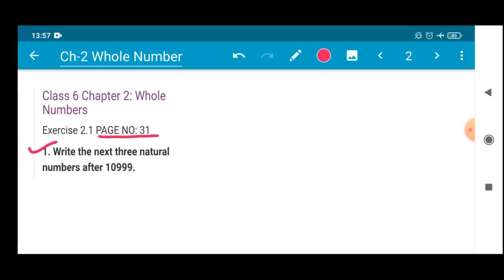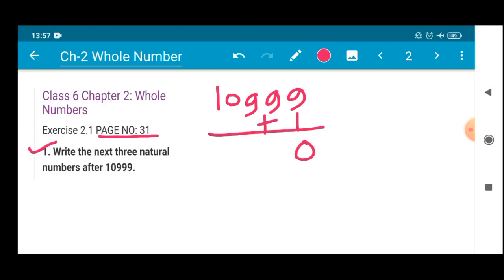The concept of natural numbers and whole numbers is, I hope, clear to you all. In order to find the next 3 natural numbers, we have to add one by one, one number after another. First of all, one should be added, that is the successor. Adding 1 means it is the successor of the number. So 9 plus 1 is 10, carry 1; again 9 plus 1 is 10, carry 1; again 9 plus 1 is 10, carry 1; then 1 plus 0 is 1, and 1.